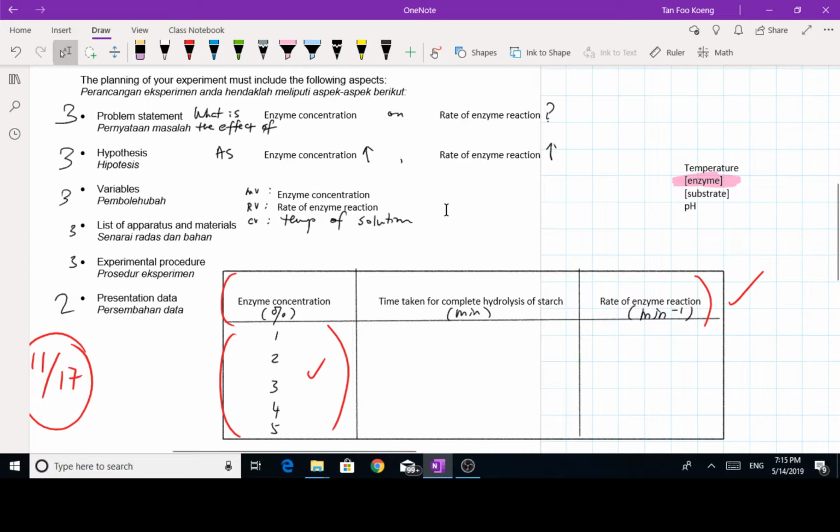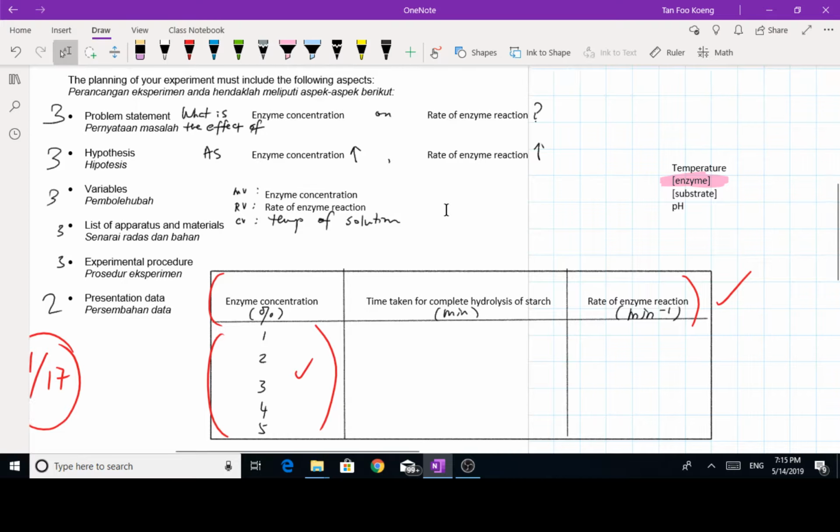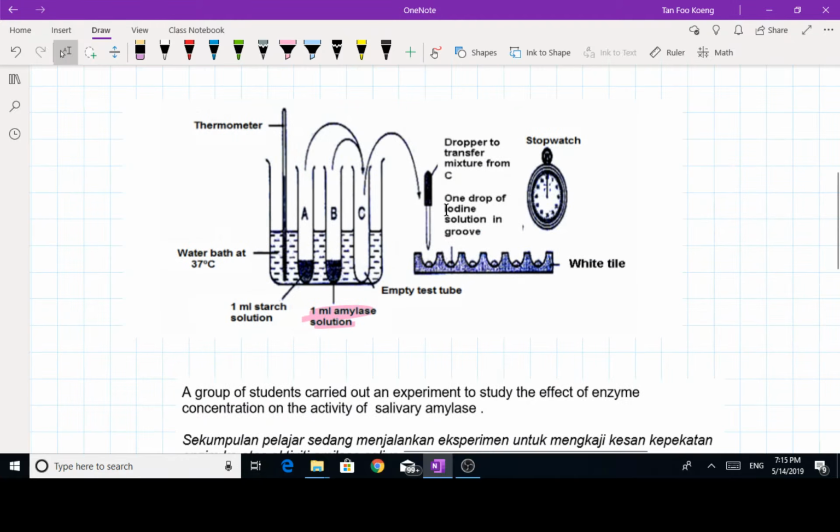Okay, now the second method is to extract it from the diagram. Now let's see. This is the diagram that we have seen before. So what else do we need? Now we need, for example, from the diagram we need beaker, we need test tube, we need dropper, we need the white towel with grooves, okay, we need stopwatch.